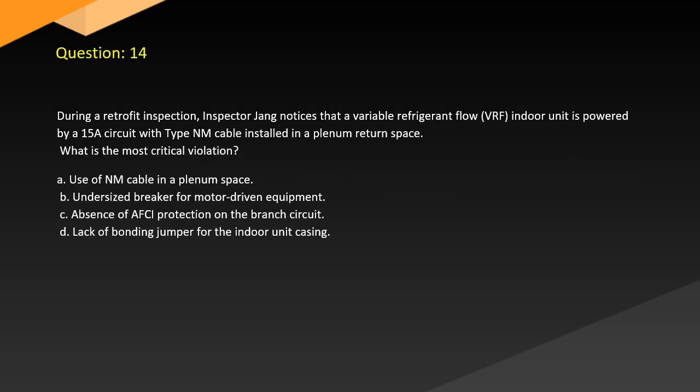Question 14. During a retrofit inspection, Inspector Zheng notices that a variable refrigerant flow (VRF) indoor unit is powered by a 15-amp circuit with Type NM cable installed in a plenum return space. What is the most critical violation? A. Use of NM cable in a plenum space. B. Undersized breaker for motor-driven equipment. C. Absence of overcurrent protection on the branch circuit. D. Lack of bonding jumper for the indoor unit casing.